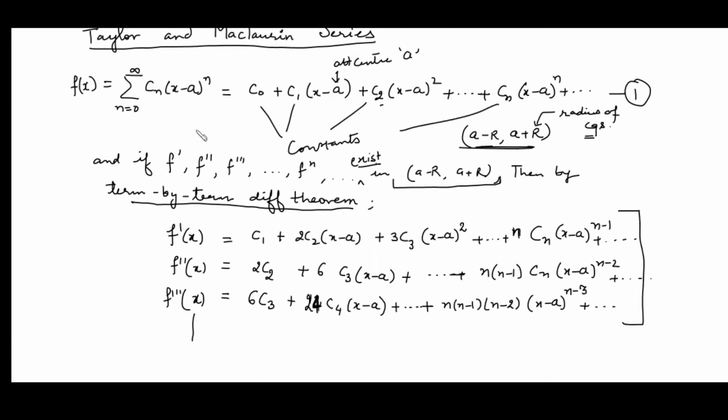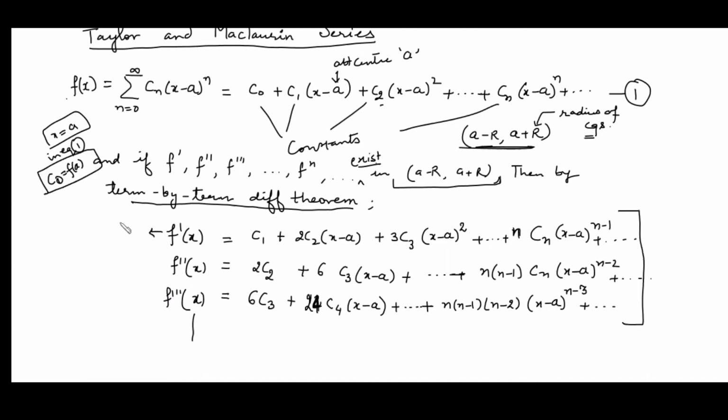Now, since all these functions are defined over this interval, we can find out the value of these at the point a. So we can substitute x to be a in equation 1, in equation 2, in equation 3, in equation 4, and so on, and we can find out the value of these constants. Now just see, in equation 1, if you put x to be a, what will you have? You will have c0 plus c1 into 0 plus c2 into 0, and so on. So we get the value of c0, which is f at a.